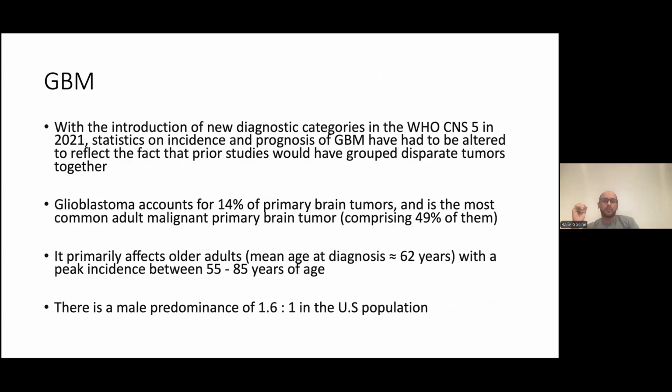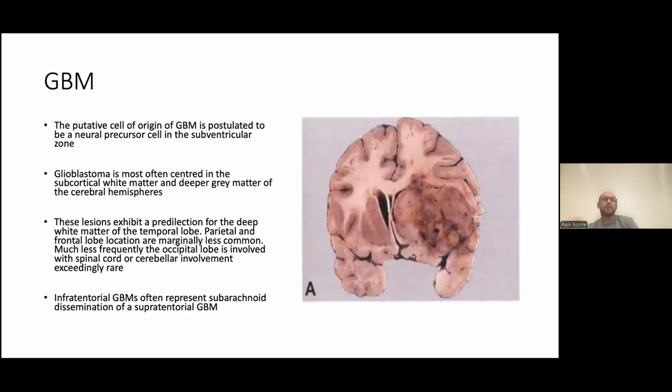Glioblastoma accounts for about 14% of primary brain tumors and is the most common adult malignant primary brain tumor, comprising about 49% of them. It primarily affects older adults. The mean age of diagnosis is 62 years, with a peak incidence between 55 and 85 years of age. Now, there's a slight male preponderance of about 1.6 to 1 in the US population. The cell of origin is postulated to be a neural precursor cell in the subventricular zone.